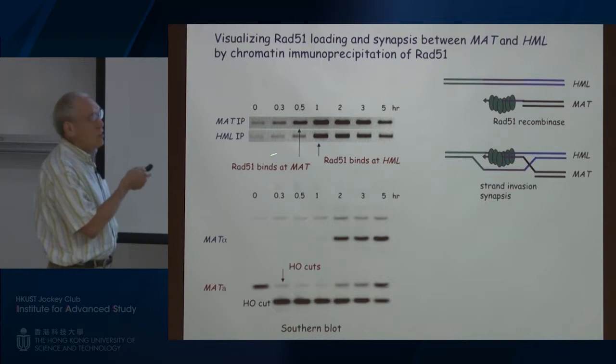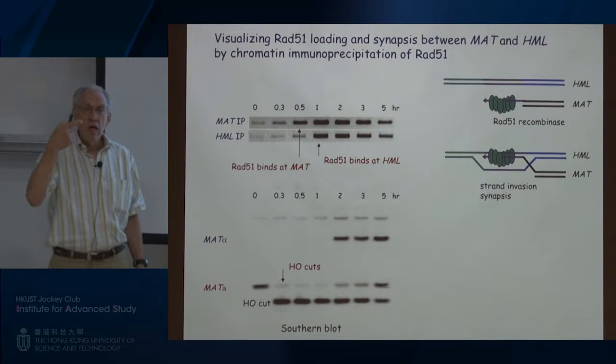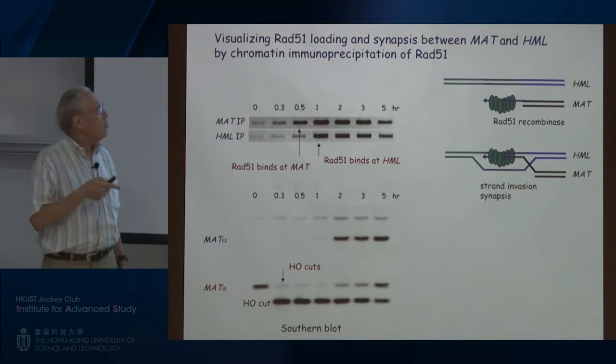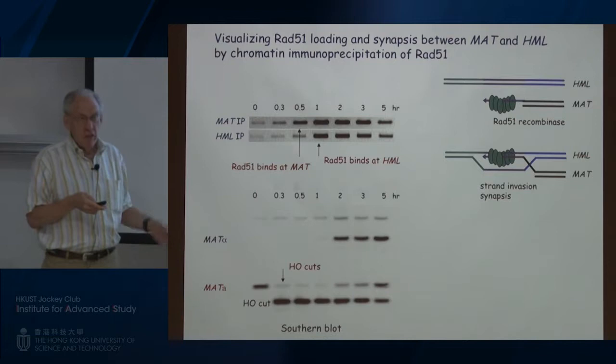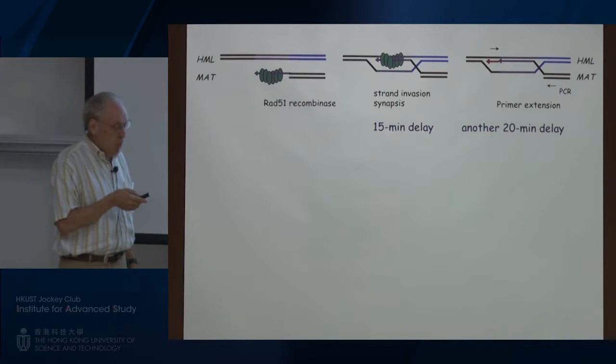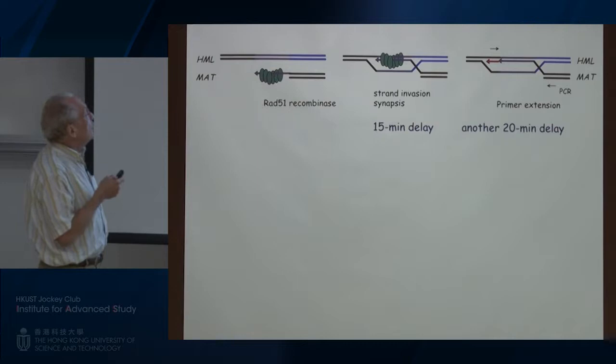So it takes a long time. From the time that the end is exposed and is bound to the RAD51 machinery that is going to search around the genome for its partner, it takes real time in order to find that partner. And we've refined this, and I'll just summarize. I'm not going to show you data for all of these things, but what we know is that after the cell has formed this recombinase filament, it takes roughly 15 minutes for it to find its partner.